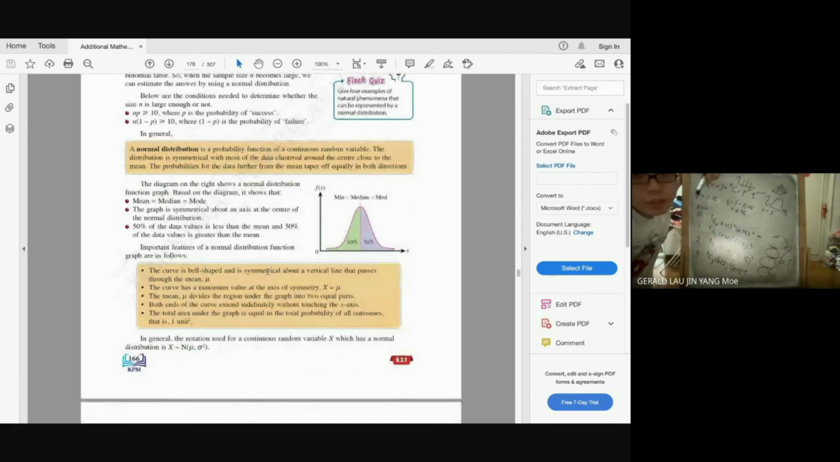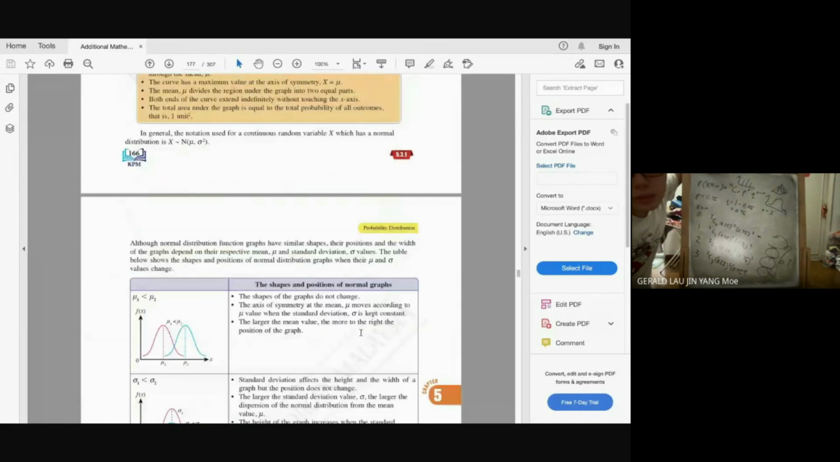A curve is bell-shaped and symmetrical about a vertical line that passes through the mean. The curve has a maximum value. The mean divides the region under the graph into two equal parts. Both ends of the curve extend indefinitely without touching the x-axis. The total area under the graph is equal to the total probability of all outcomes, which is 1 unit square.